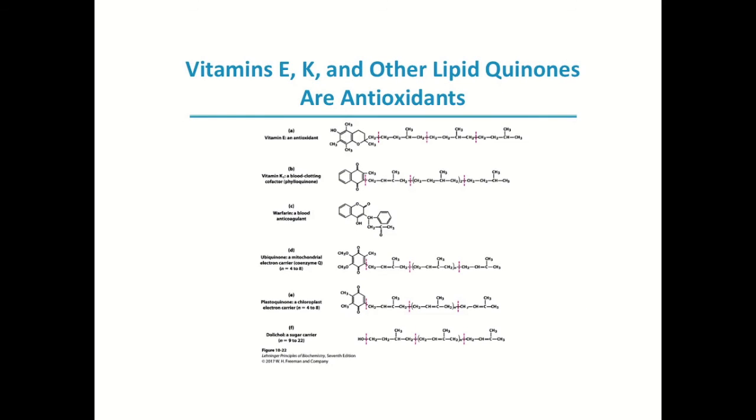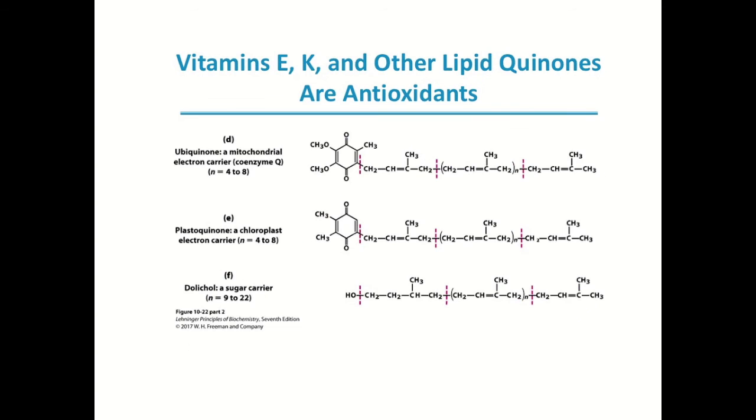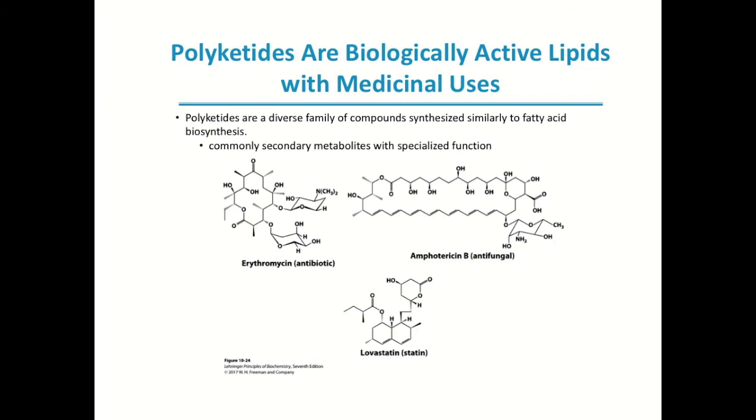Vitamins E, K, and other lipid quinones are antioxidants, and here are some structural examples. The quinone is this portion of the molecule, and these are just more examples. Finally, polyketides are a diverse family of compounds synthesized similarly to fatty acids, and they are commonly secondary metabolites with a specialized function. So erythromycin is an antibiotic, amphotericin is an antifungal, and lovastatin is a statin drug used in human medicine.